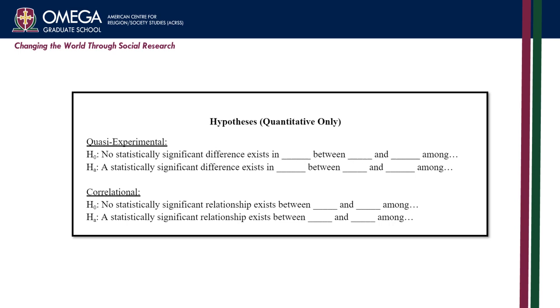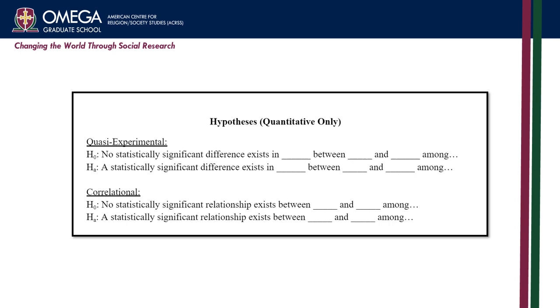So generally speaking, the null hypothesis should read something like this for a quasi-experimental design. No statistically significant difference exists in, whatever the measure is, between blank and blank groups among your participants. And of course, the alternate hypothesis is the opposite. A statistically significant difference exists in whatever the measure is between group 1, group 2 among participants.